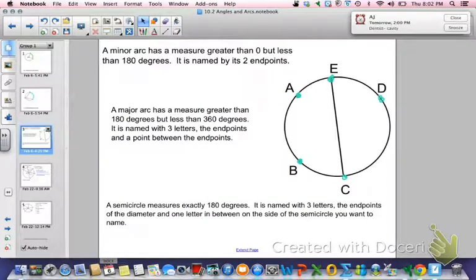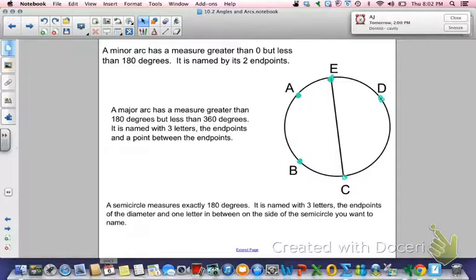Okay, let's talk about the different sizes of arcs. A minor arc is a measure that's greater than 0 but less than 180 degrees. And you name a minor arc by its two endpoints. So we have some examples here of minor arcs. I have several that I've named here, so let's just look at some of them.